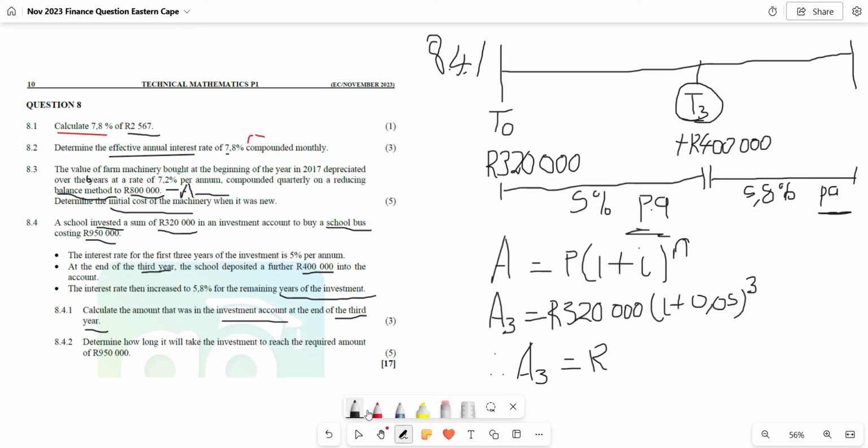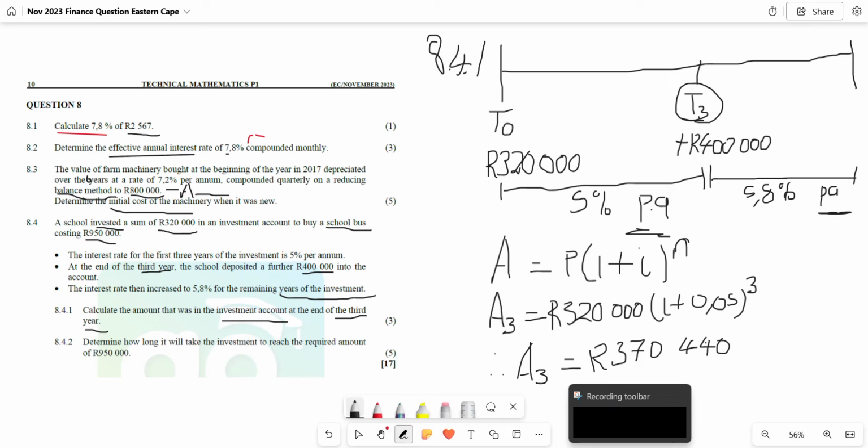This gives us an amount equivalent to 370,440. That is the amount that will be in the account of the school after a period of 3 years. But remember, there is something that happened. There is something that transpired at T3. What transpired at T3? This is the amount that was there at year number 3.